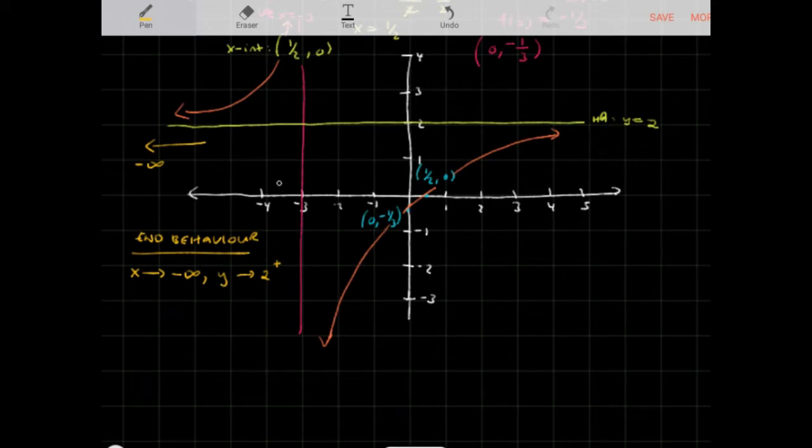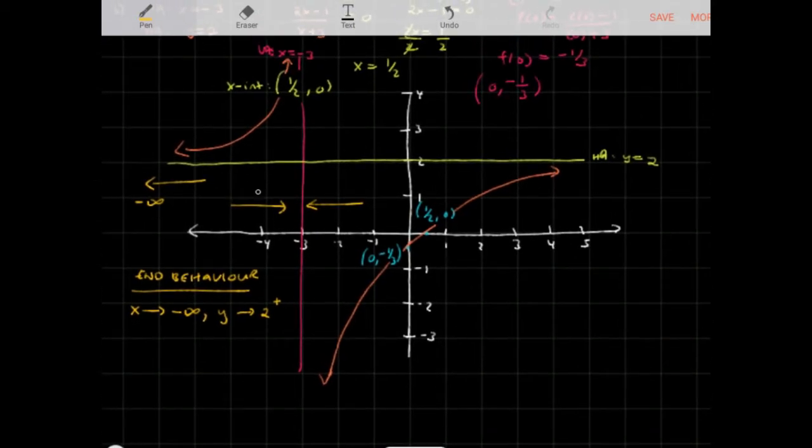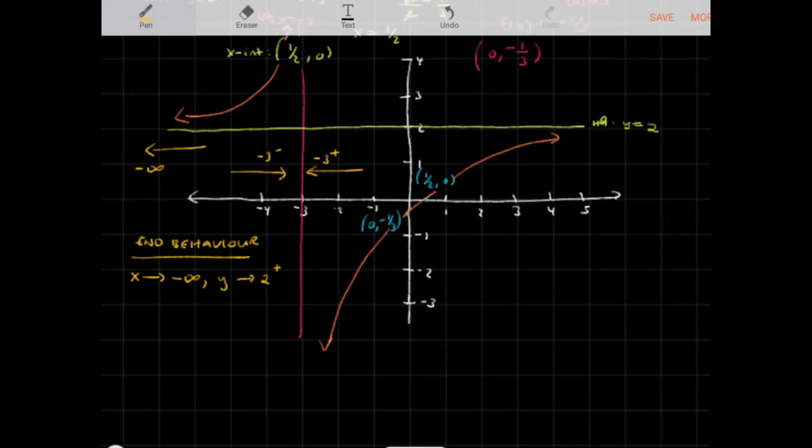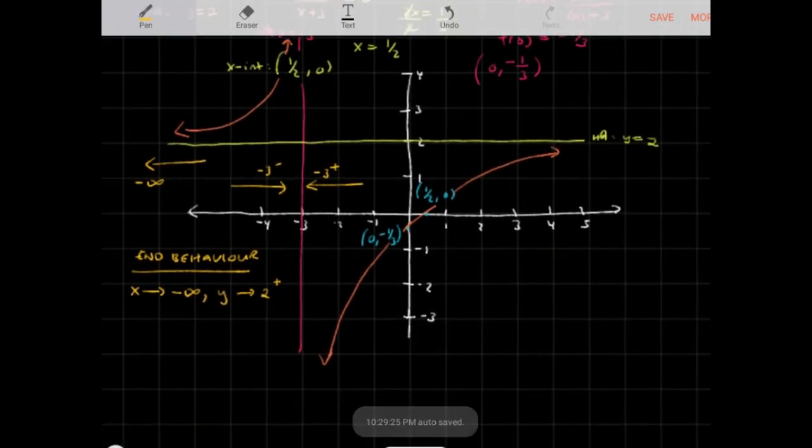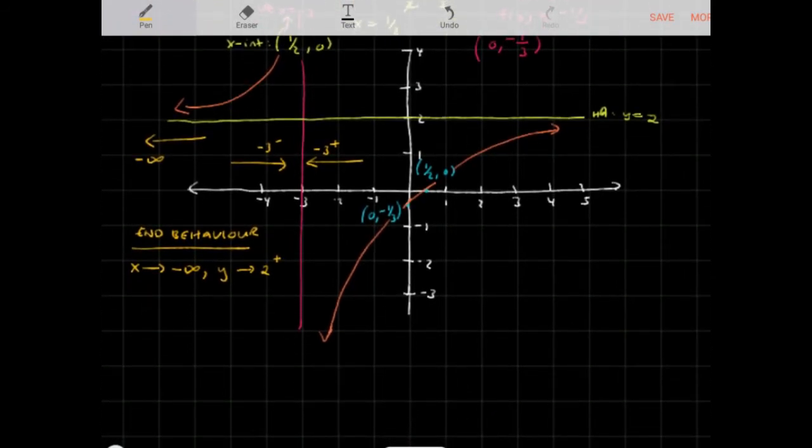Now the next thing you want to look at here is the vertical asymptote. You can approach the vertical asymptote x is equal to negative 3 in two ways, from the left side or the right side. Let's approach it from the left side. If I'm approaching negative 3 from the left side, you can notice here that the graph is extending to positive infinity. So as x approaches negative 3 from the left side, y approaches positive infinity.